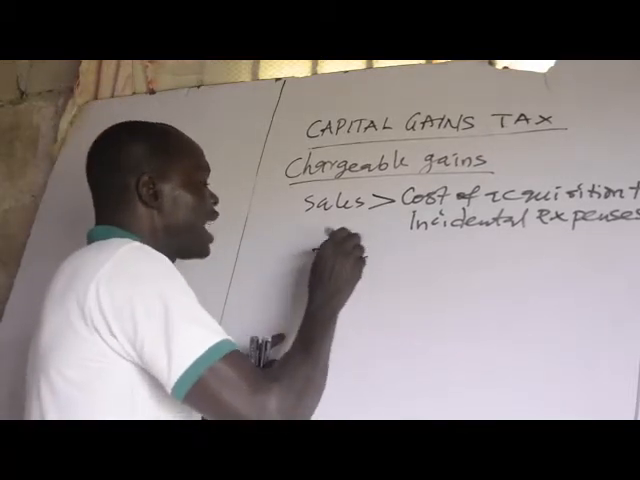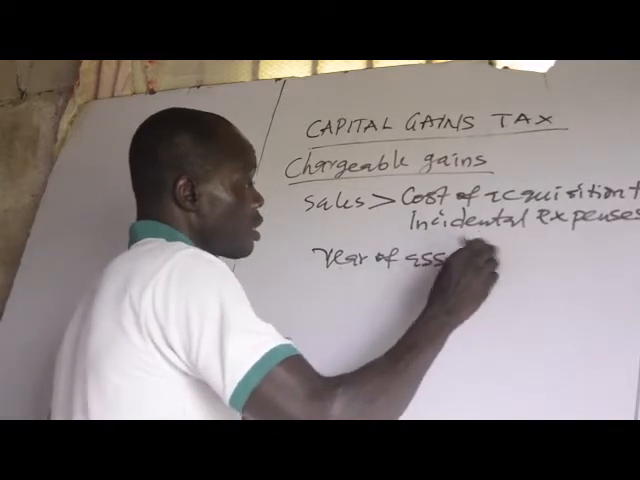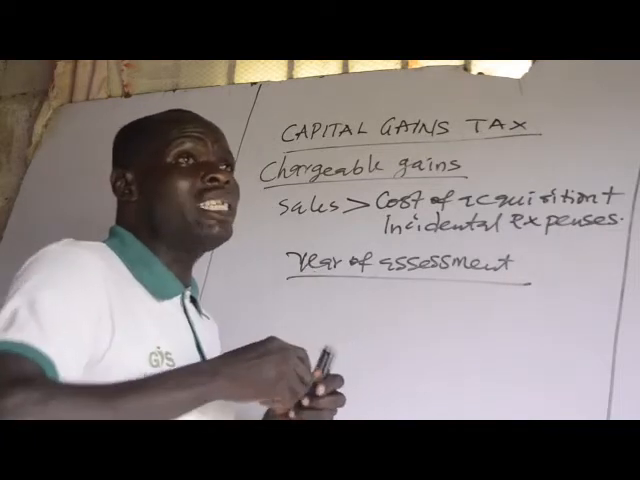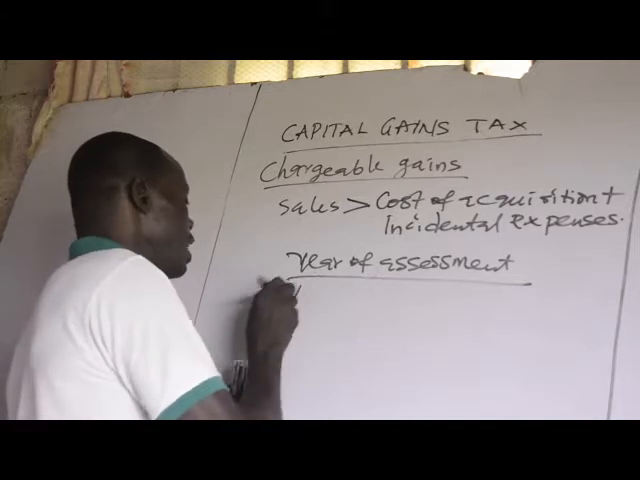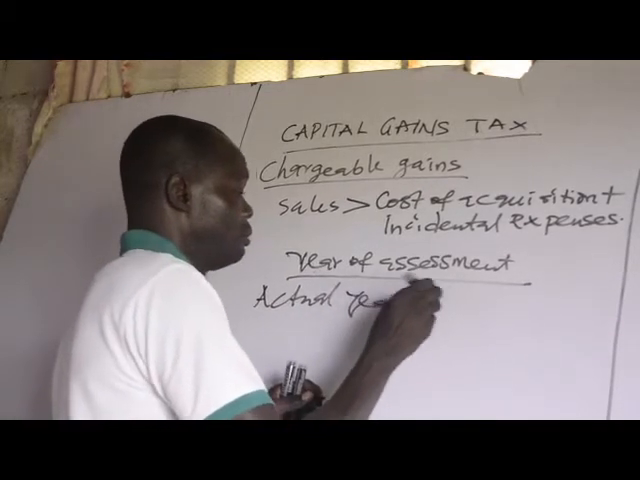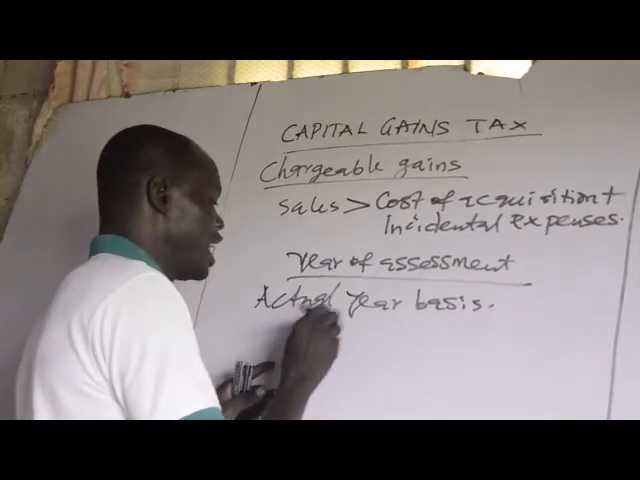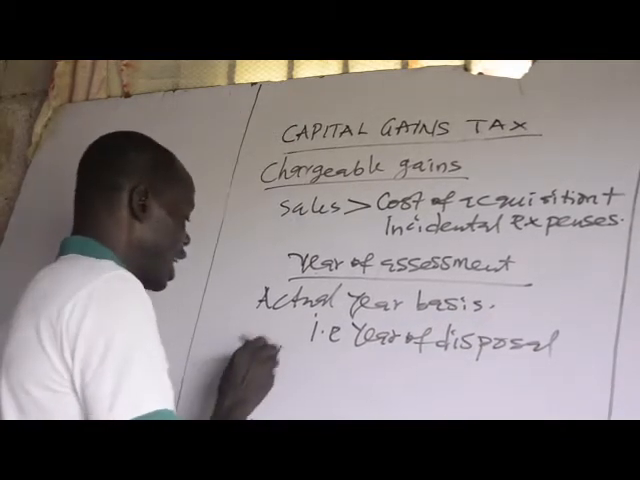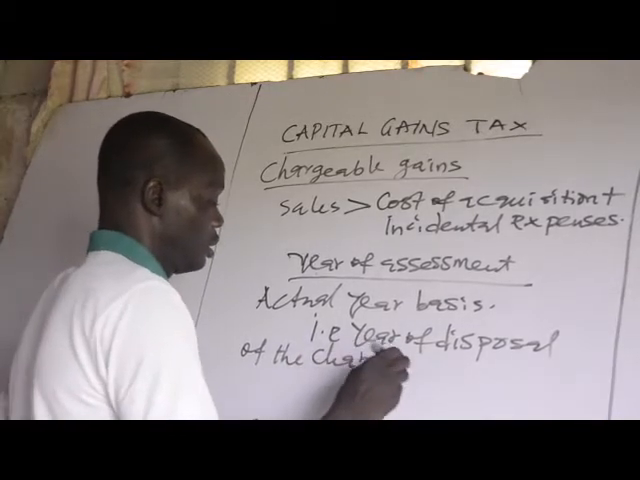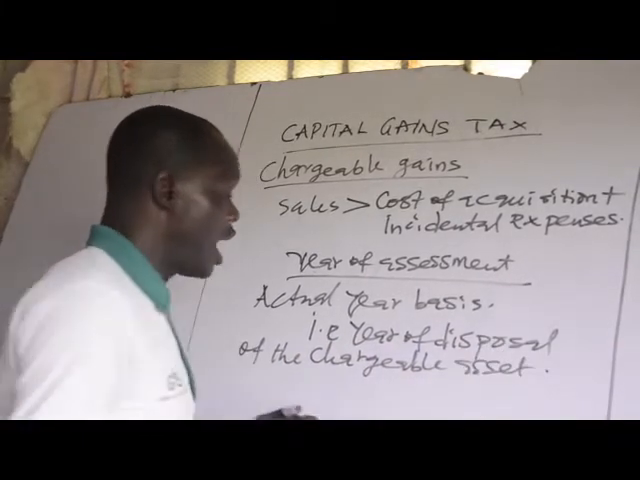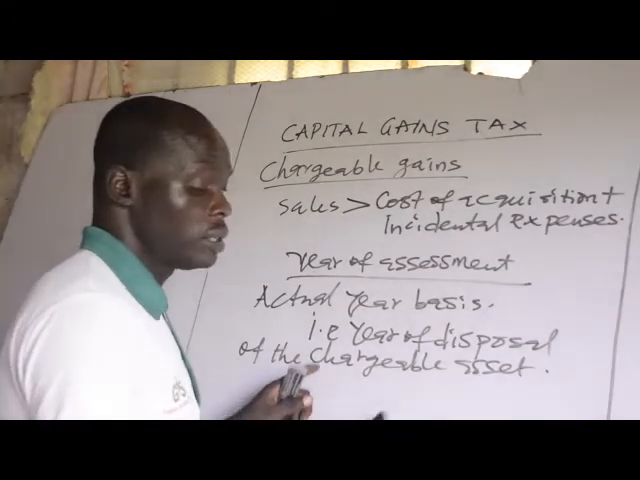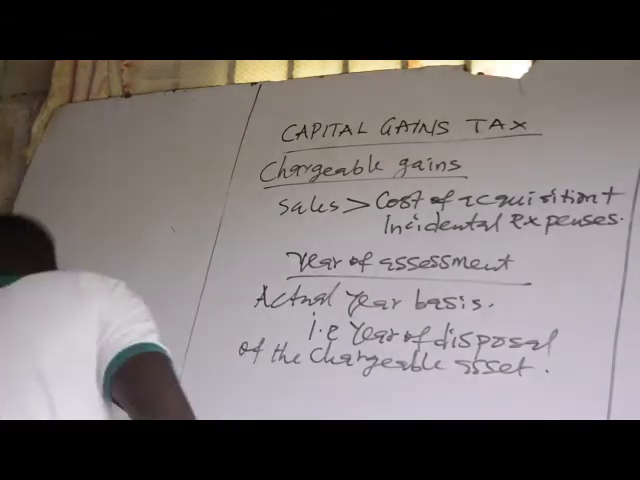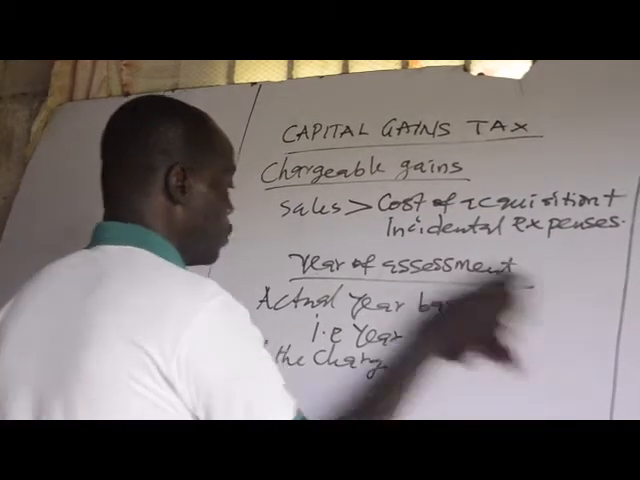Now, year of assessment. Capital gain is assessable on actual year basis. That is the year of disposal of the chargeable asset. That is the year in which the capital gain will be assessable for tax purposes.